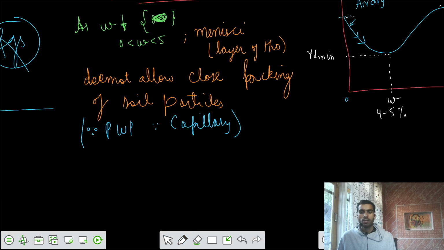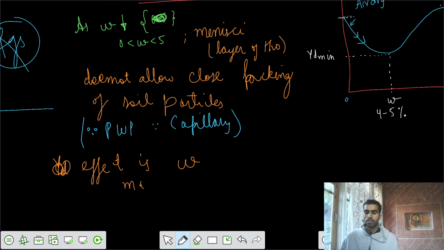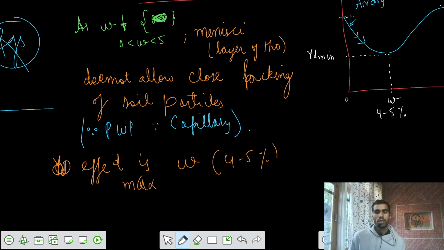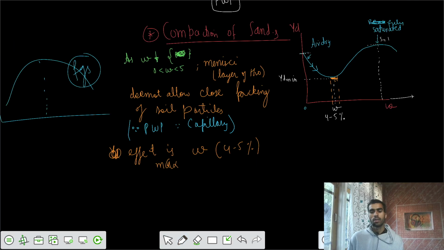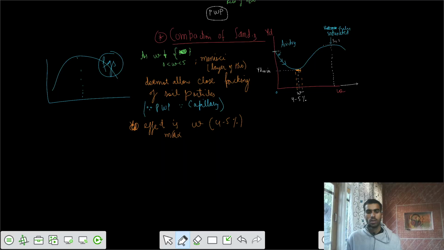This effect is maximum at a water content of 4 to 5%, somewhere here. Somewhere here we're getting this effect as maximum. That means here the density we are getting is less.